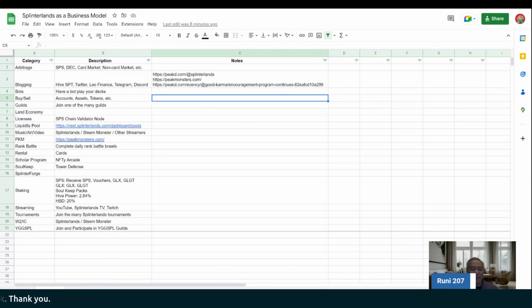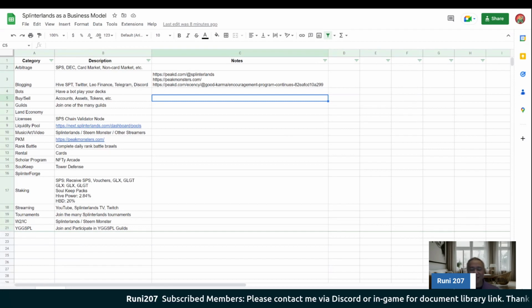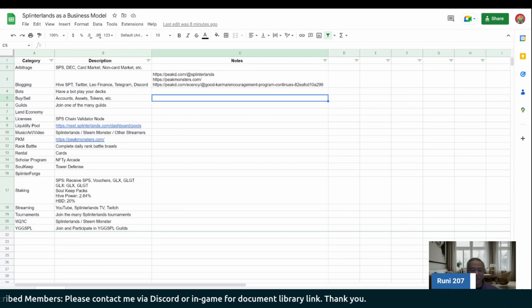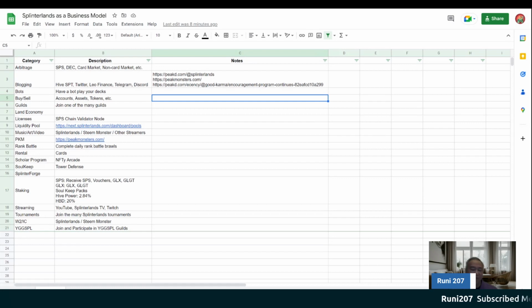I wanted to talk today, and this is more of an expansion of my thoughts from the earlier video I made discussing the many ways to monetize the Splinterlands ecosystem. So I put a little bit more intellectual capital thought into it, and I wanted to pitch an idea, a concept, and it revolves around the potential for Splinterlands to be a business model. So I wanted to develop some of the initial early use cases.